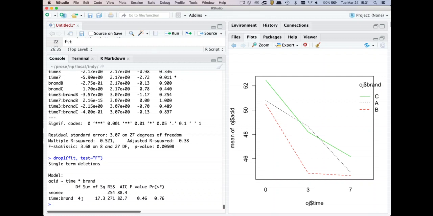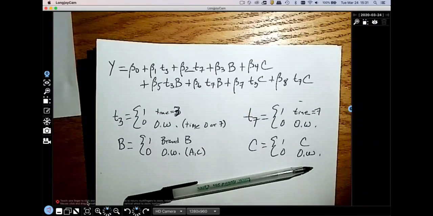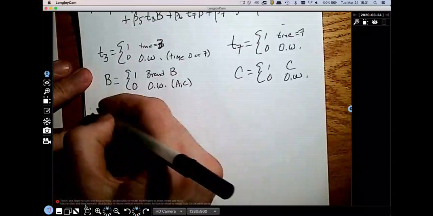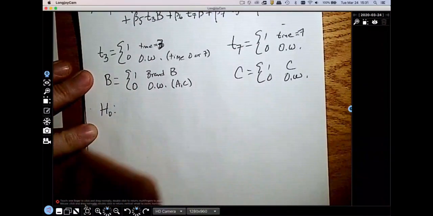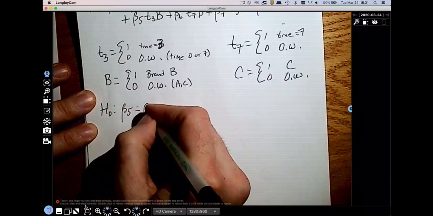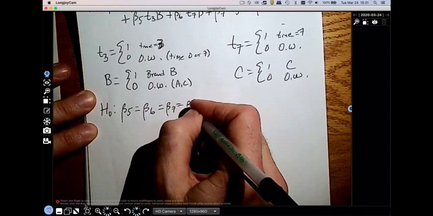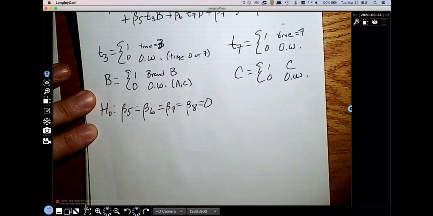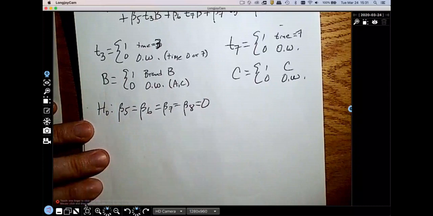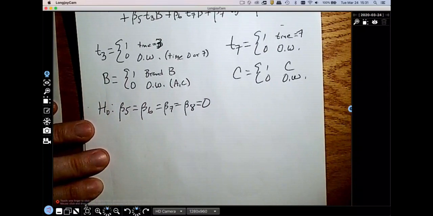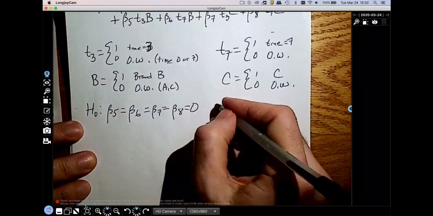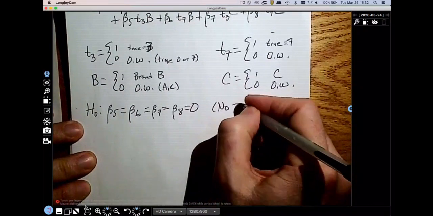So what exactly is being tested here? The key to understanding this is to look at the degrees of freedom. So we have 4 degrees of freedom. Let's go back to my document camera, and I want to express what the null hypothesis is. So the null hypothesis here is beta 5 equals beta 6 equals beta 7 equals beta 8, all equal to 0. So notice I've got 4 degrees of freedom, 4 betas, 4 parameters that I'm constraining to be 0. In English, there's no interaction.